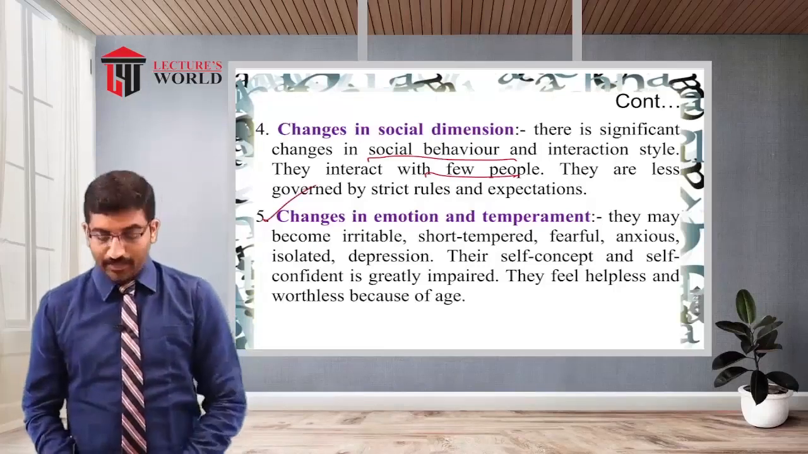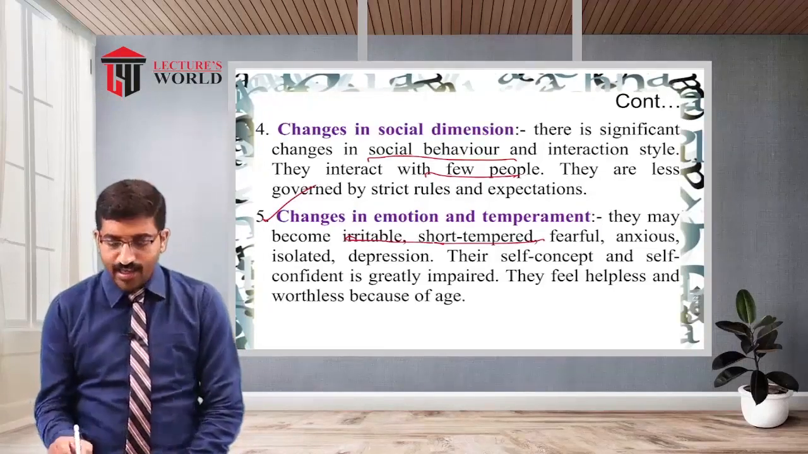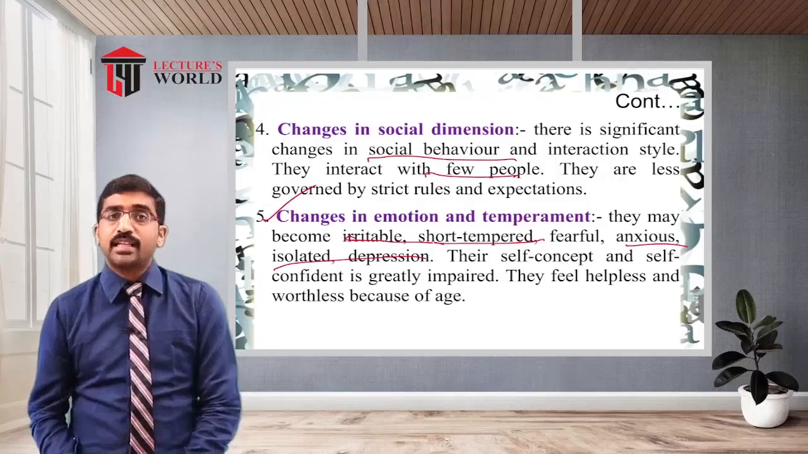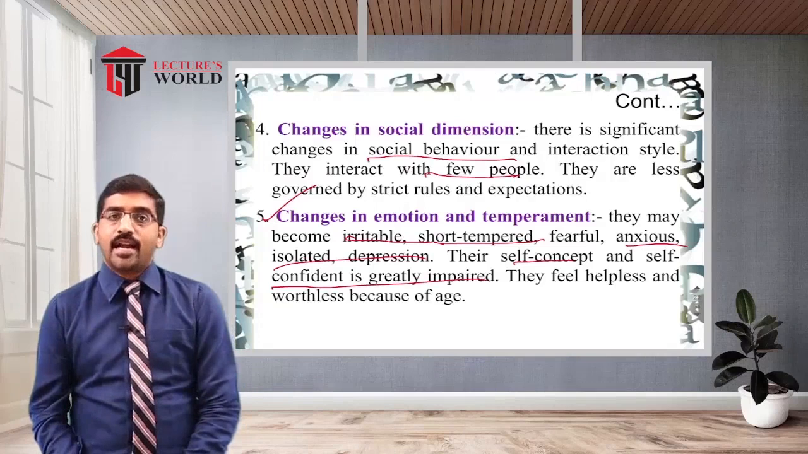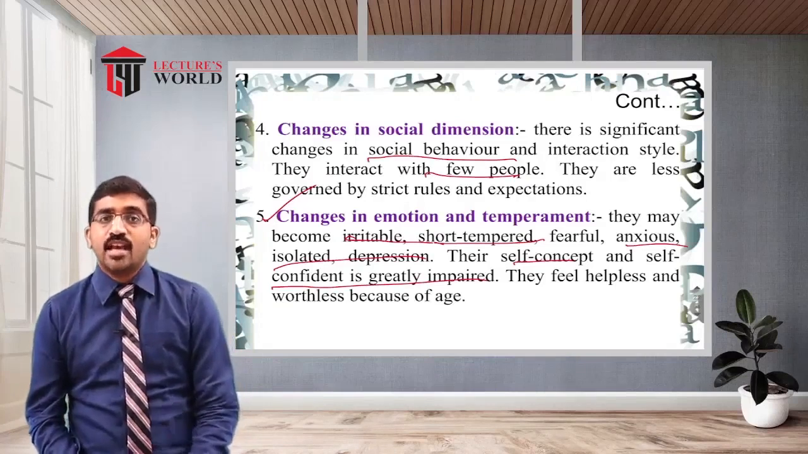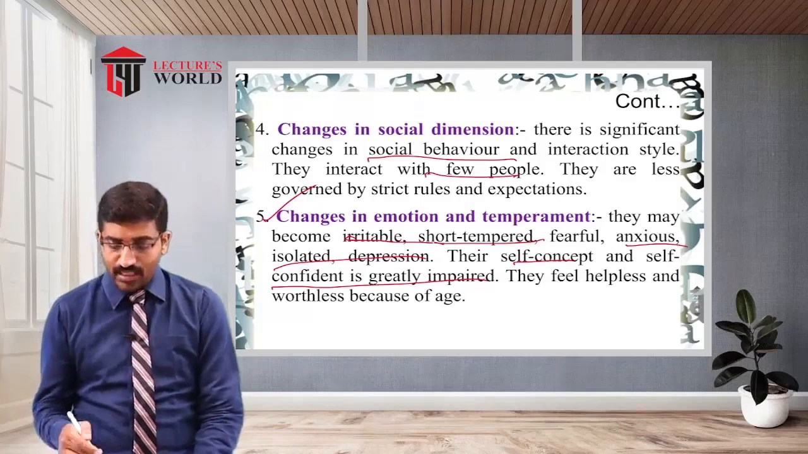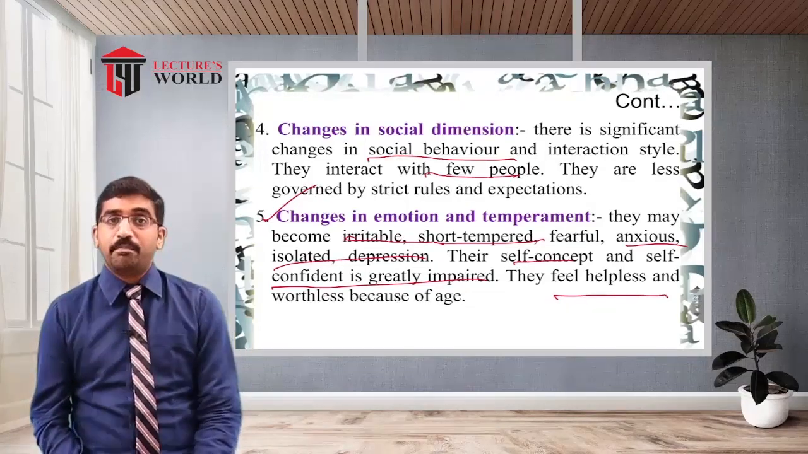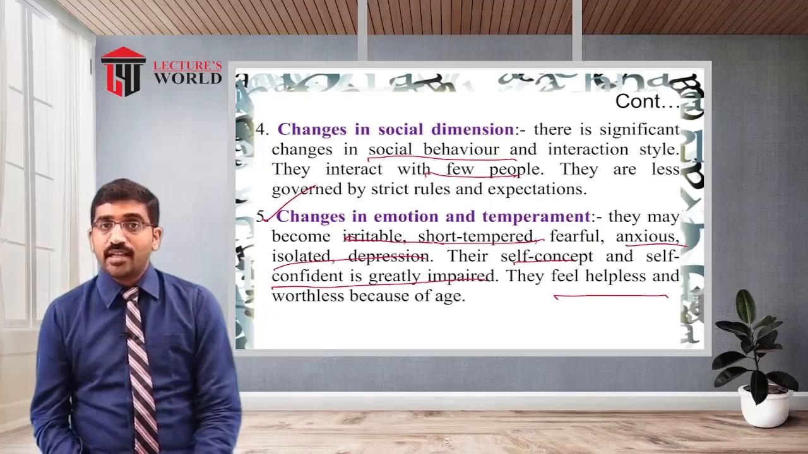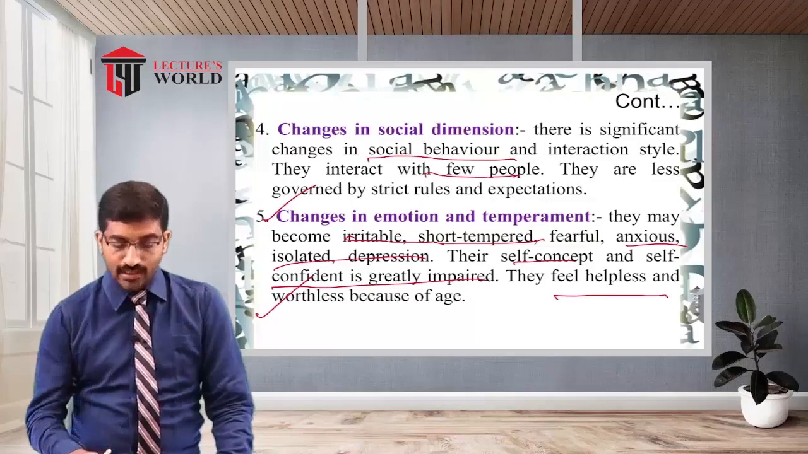Changes in their emotion and temperament characteristics. They may become more irritable, short tempered, they get angry very quickly, they are anxious, they feel isolated if they are not being cared for. They feel that their self-concept or confidence is getting impaired. They say, "I am not confident, I have not earned anything, I am dependent on my children, what to do, I cannot accept this." They feel helpless, nothing can help me, I cannot help myself, I am not worth enough, I am worthless, I have no hope in my future. Such things can also occur in this age group.